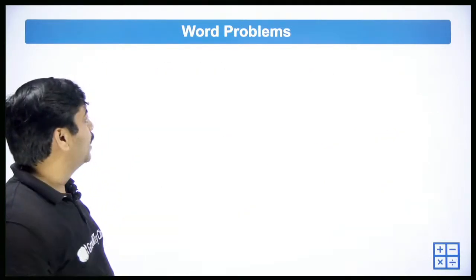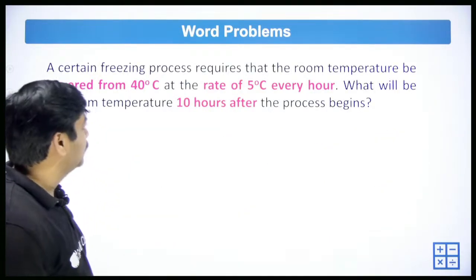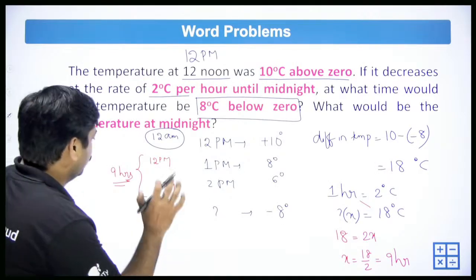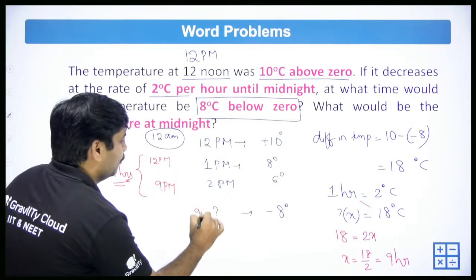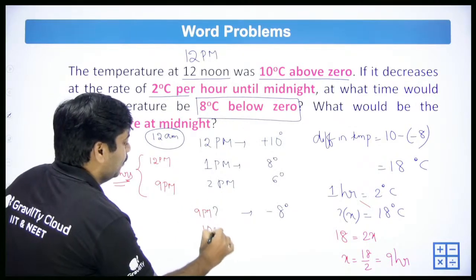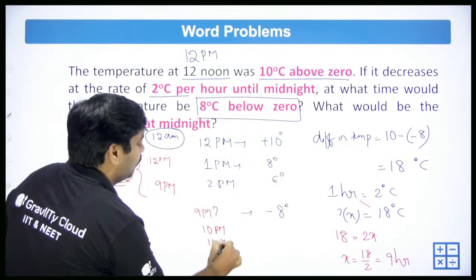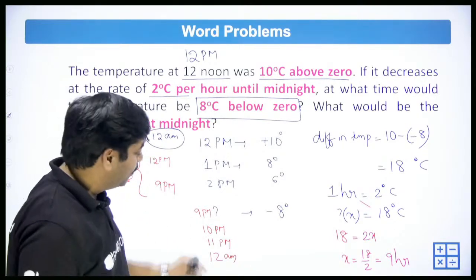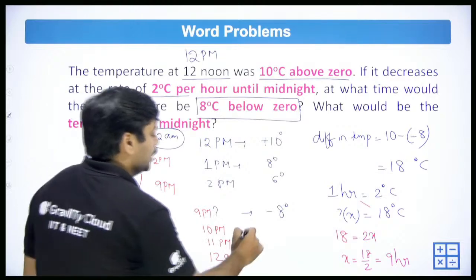Midnight means at 12 a.m. Let me see that once again. Right. Okay, so let me tell one thing here. At 9 p.m. you're having minus 8. So 10 p.m., 11 p.m., and 12 a.m. So it is minus 8.